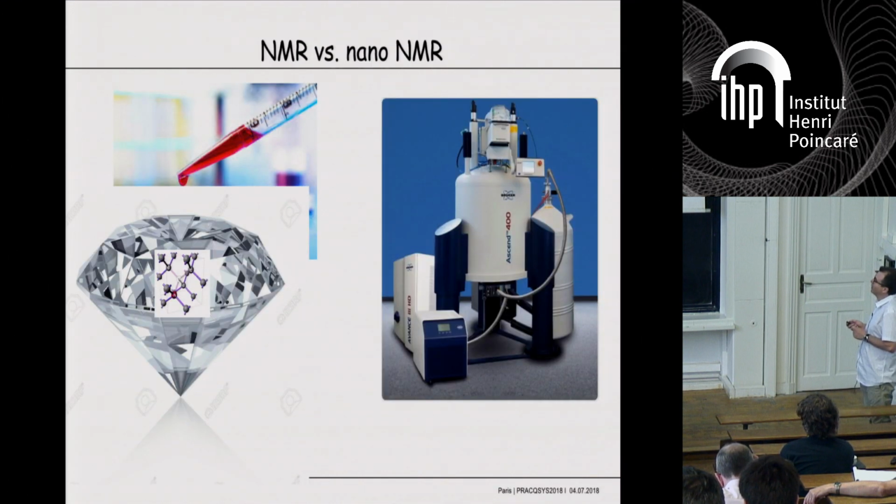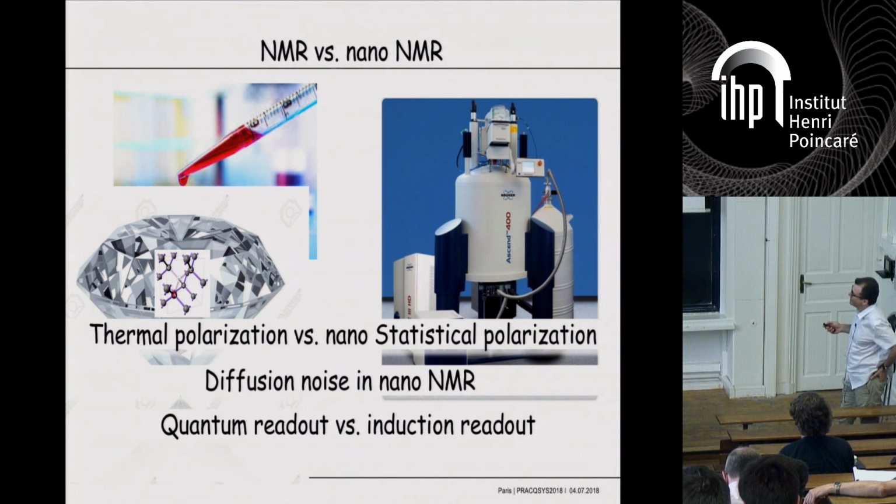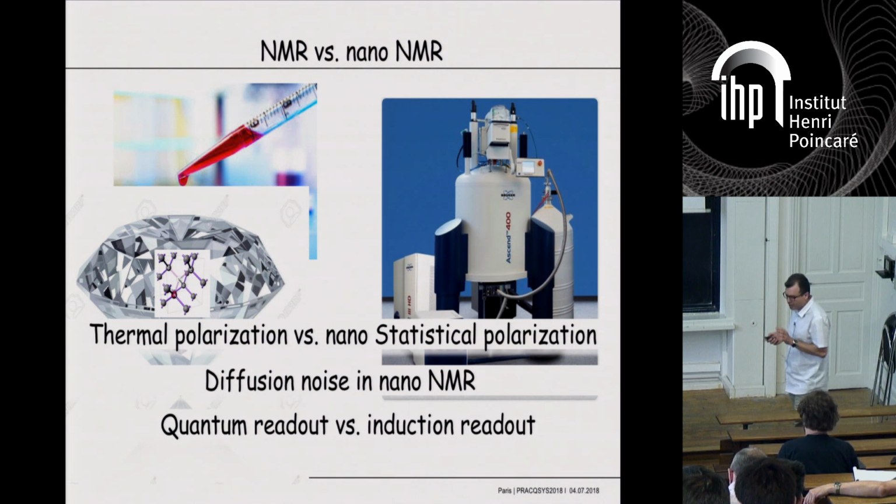Now, what is the difference between nano NMR and regular NMR? So I showed you some differences. But the first difference is that because it's a small amount, at least now in most experiments, it's not polarized. So what we actually measure is statistical polarization.